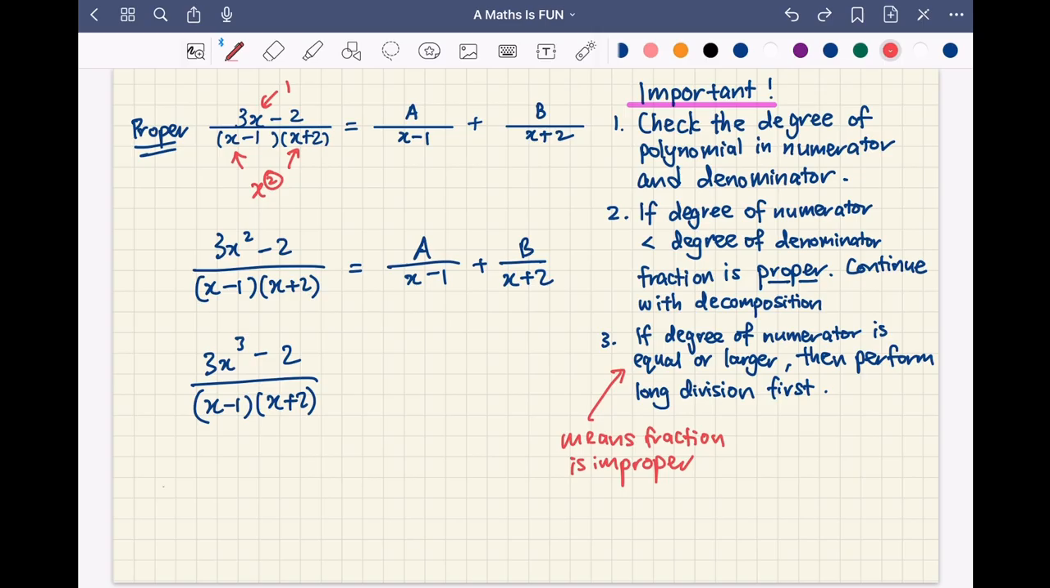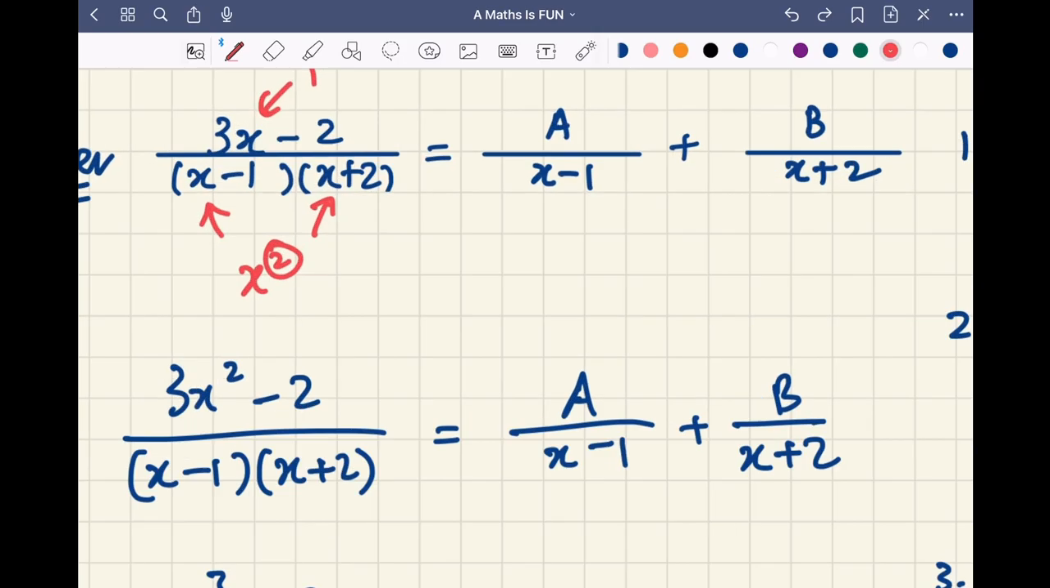We need to check the degree of polynomial in numerator and denominator, right? So what is this degree of polynomial? Basically, it is the highest power of x in the polynomial. So let's say if the degree of numerator is less than the degree of denominator, then the fraction is proper and we can continue with partial fraction decomposition, right?